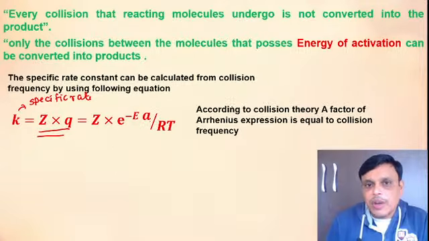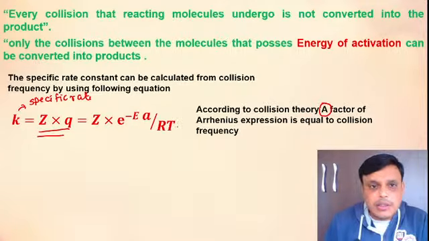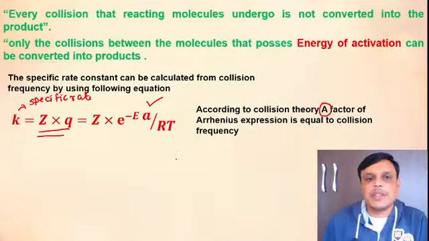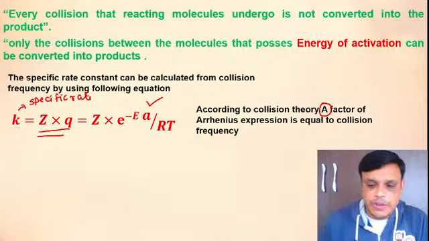This is the Q. So according to the collision theory, the factor A of the Arrhenius equation, you know that, this is our Arrhenius equation, the A factor in the Arrhenius equation is equal to the collision frequency.